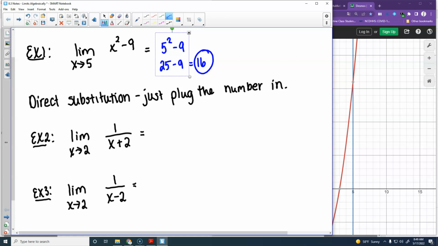So if we have a problem like example 2, we got the limit as x approaches 2 of 1 over x plus 2. All you're going to do is just plug in 2 plus 2. That's going to give you 1/4, and that is your answer.